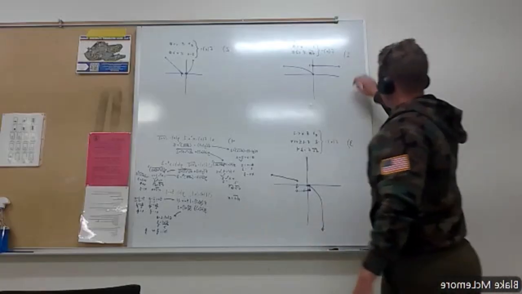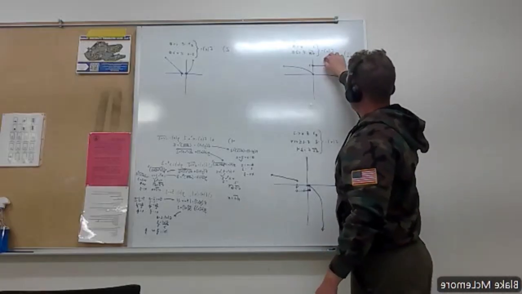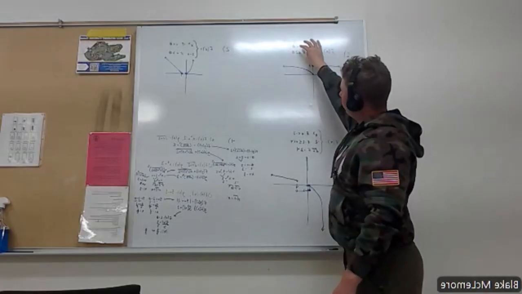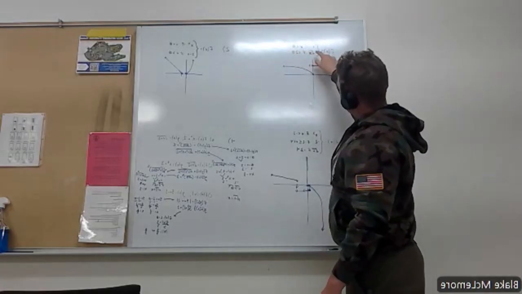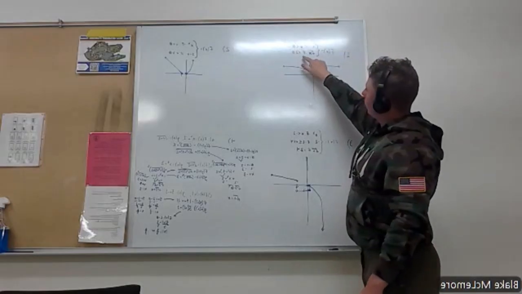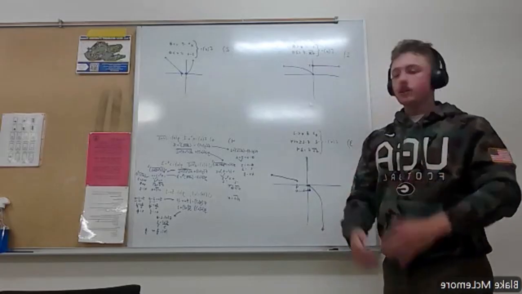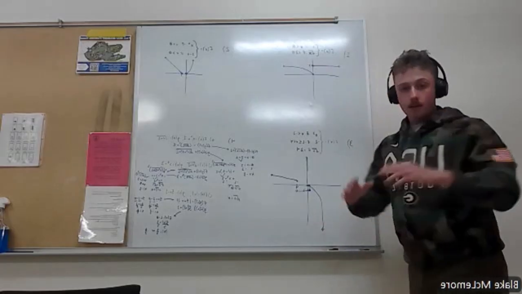So for number one, we have f of x is equal to 3 if x is less than 0, and square root x if x is greater than or equal to 0. So this is a piecewise. So what we're going to do, stick with me.